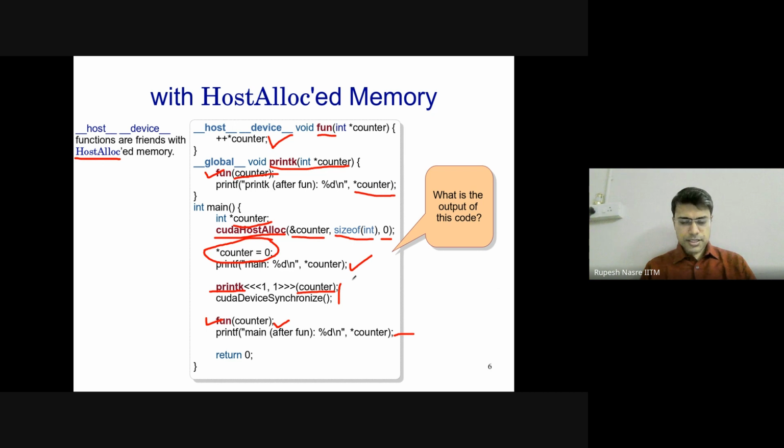Okay, let's discuss that. We are going to print 0 here, then the print k counter happens, and there is global synchronization between the two devices, and therefore this print should complete. So fun counter increases to 1. And so printf after fun prints 1. After that, fun counter gets called from the CPU, which increments the same counter, and from 1 it becomes 2. So main after fun becomes 2. That is the expected answer.